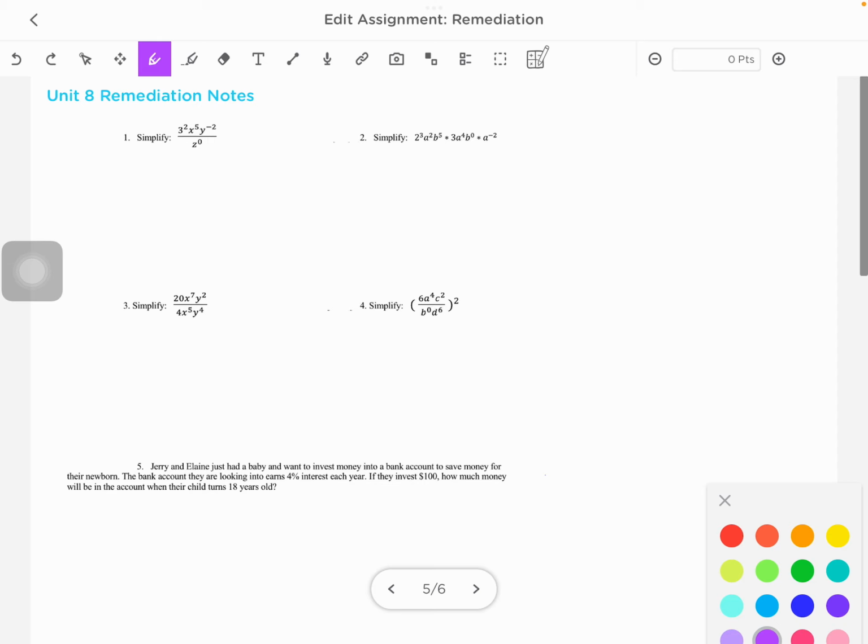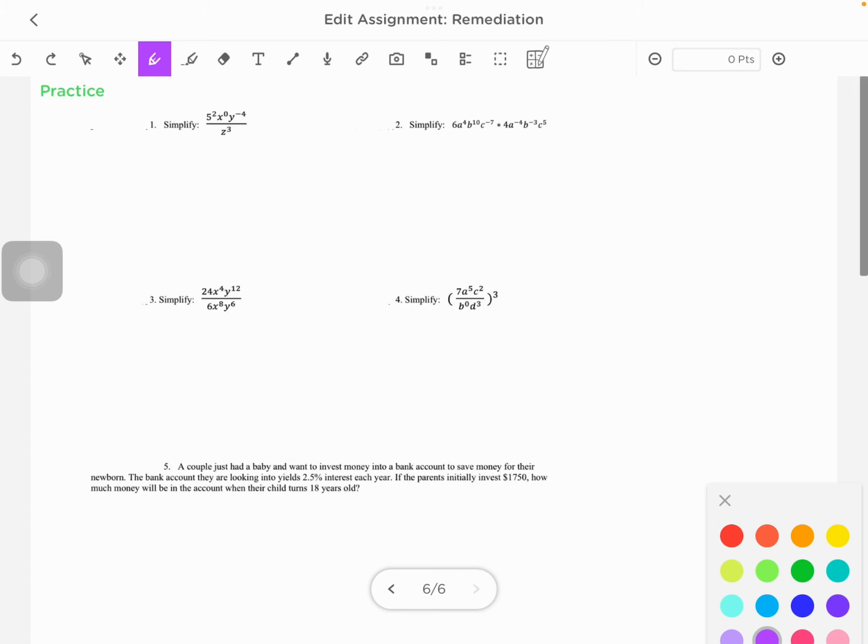What we are working on right now is remediating our Unit 8 so that we can take notes and learn how to do the problems from Unit 8. And then we'll have a chance to practice the problems on the next page so that eventually we can take a test that looks just like both of these documents right here.